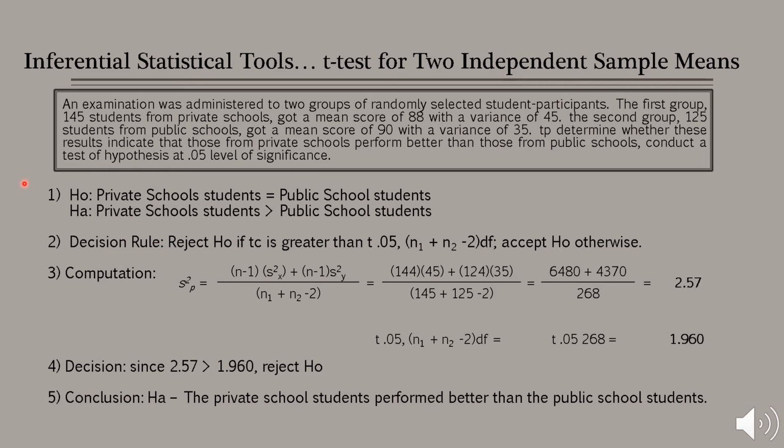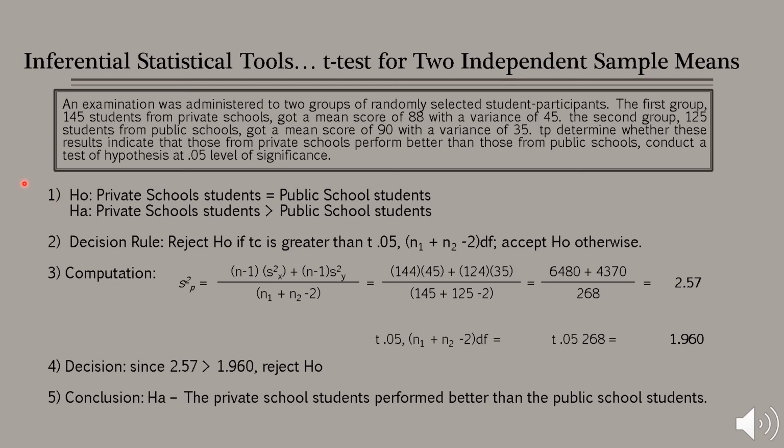An examination was administered to two groups of randomly selected student participants. The first group, 145 students from private schools, got a mean score of 88 with a variance of 45. The second group, 125 students from public schools, got a mean score of 90 with a variance of 35. To determine whether these results indicate that those from private schools performed better than those from public schools, conduct a test of hypothesis at 0.05 level of significance.